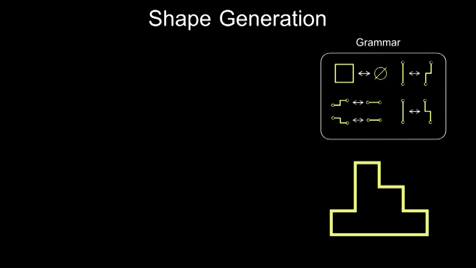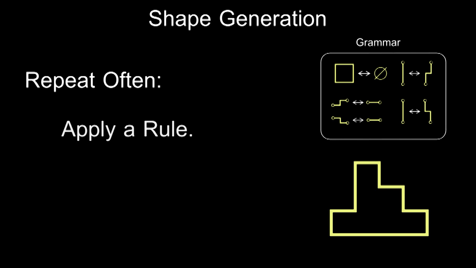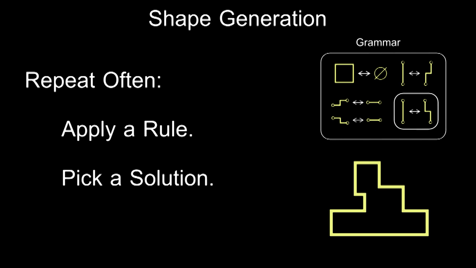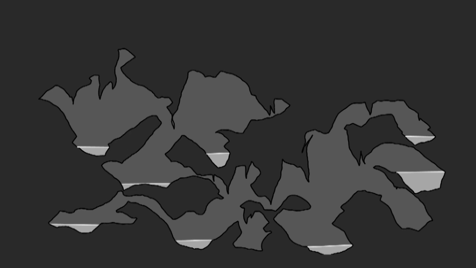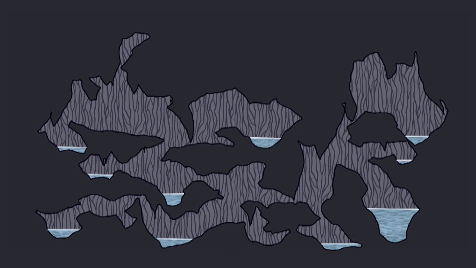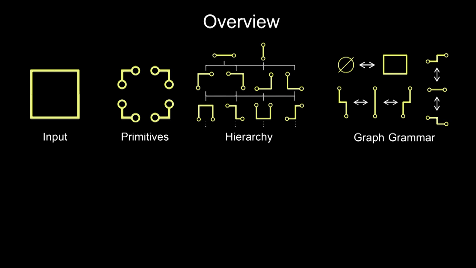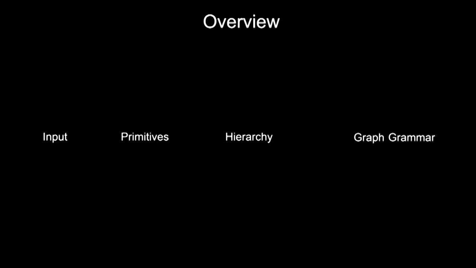To summarize, we generate shapes by randomly applying a series of rules. At each step, we apply a rule, we sample from a set of solutions, and then we accept or reject the solution. Additionally, we can bend the edges to create curved shapes, and we can add decorations to the faces, vertices, and edges. So far, we've only looked at two-dimensional examples, but this idea can be extended to 3D shapes.